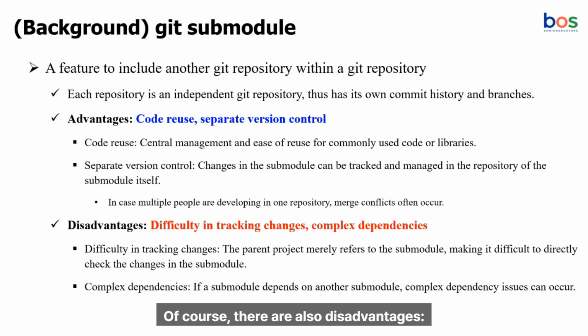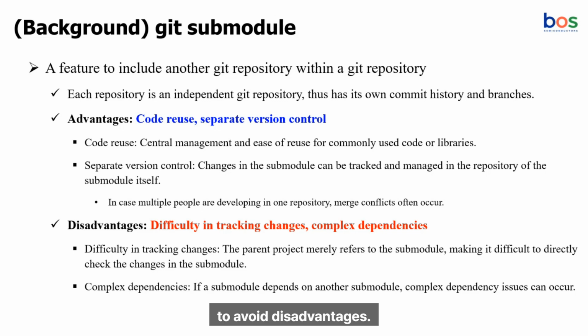Of course, there are also disadvantages. Difficulty in tracking changes: the parent project only points to the submodule, so it's not always straightforward to see what has changed inside. And complex dependencies: when one submodule depends on another submodule, dependency issues can quickly become complicated. So, while Git submodules are powerful for managing large SoC projects with many repositories, they also require careful handling to avoid these disadvantages.